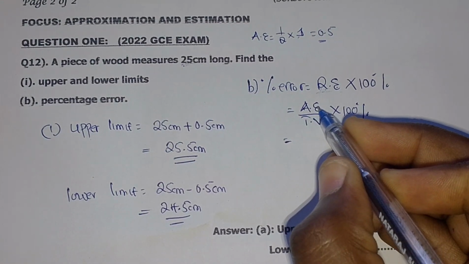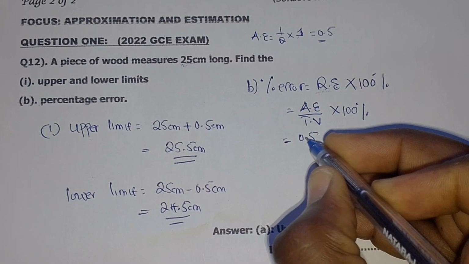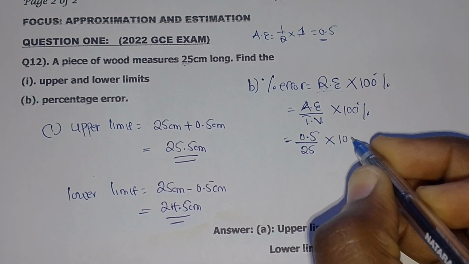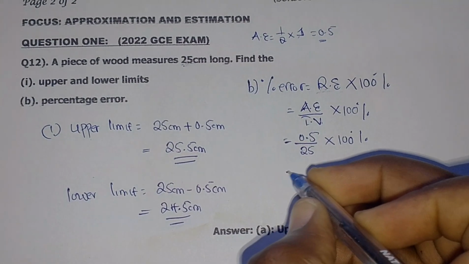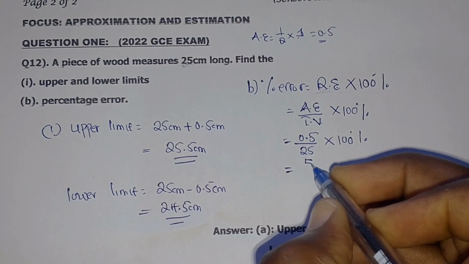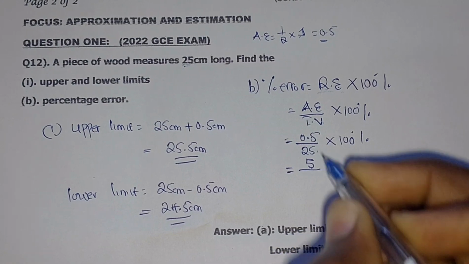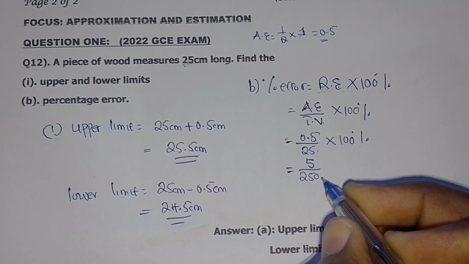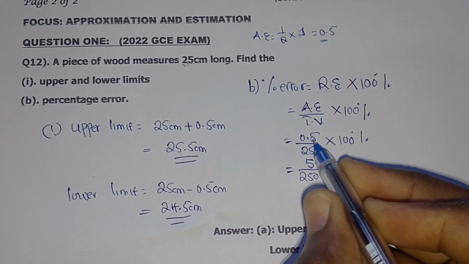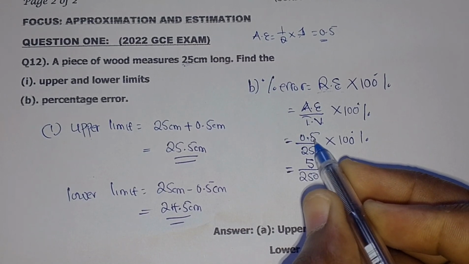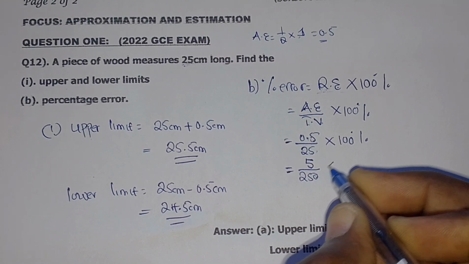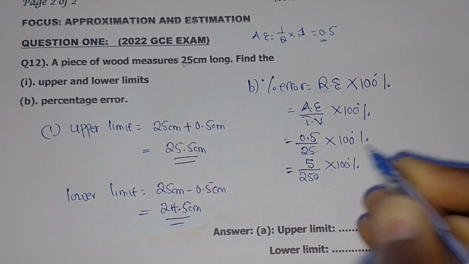So for the absolute error, we already have 0.5, then over the true value, which is 25, multiplied by 100%. So for this one, if we remain with a 5 here, we're supposed to add a 0 here. So here we're supposed to have 250. How I came up with 250 is that I only have one decimal place here. So if I multiply by 10 or I remain with a 5, the same one decimal place here, so long as this is a whole number, I can just add a 0, then multiply it by 100%.